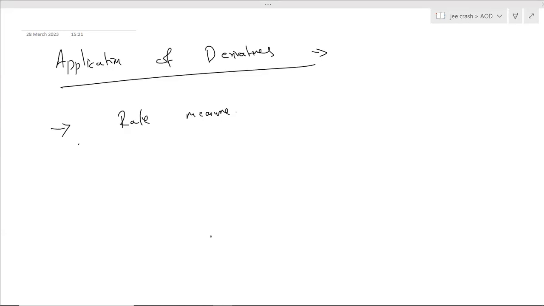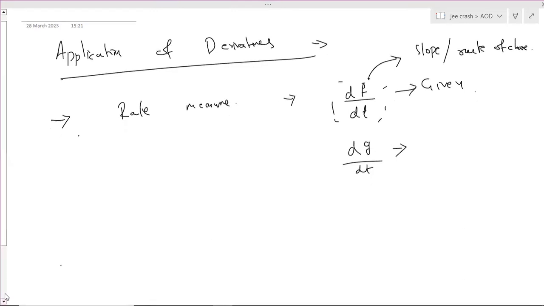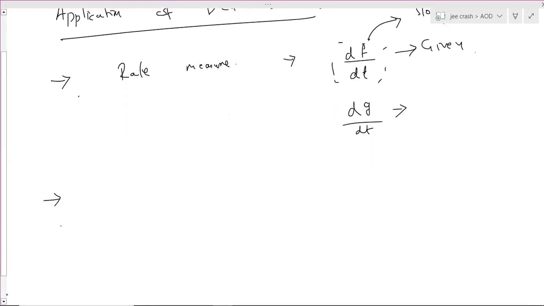All right. In rate measure, what will happen? They will give you the differentiation of some function, and they will ask the differentiation of another function. This differentiation means slope or rate of change. All right, very simple. So if you just look at all these questions, you'll know how to solve them.